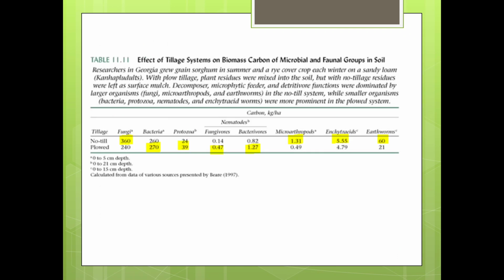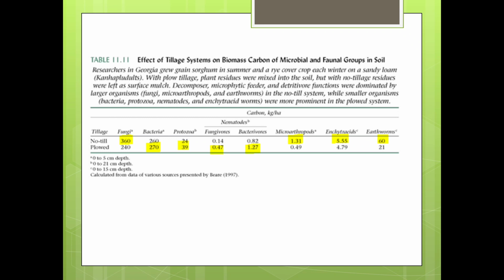So these are the effects of tillage system on biomass carbon of microbial and faunal groups in soils. In this research, the researchers in Georgia grew grain sorghum in summer and a rye cover crop each winter on a sandy loam. With plow tillage, the plant residues were mixed into the soil, but with no tillage, meaning hindi nila pinagbubungkal yung lupa, residues were left as surface mulch. So there's a lot of organisms present.